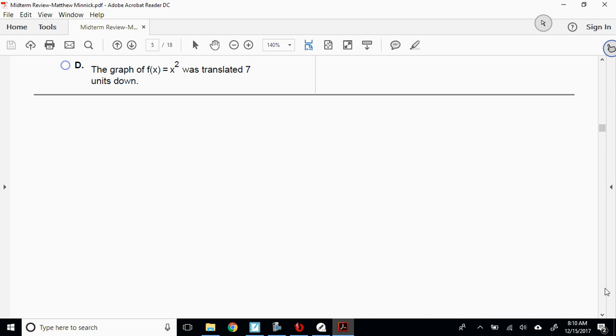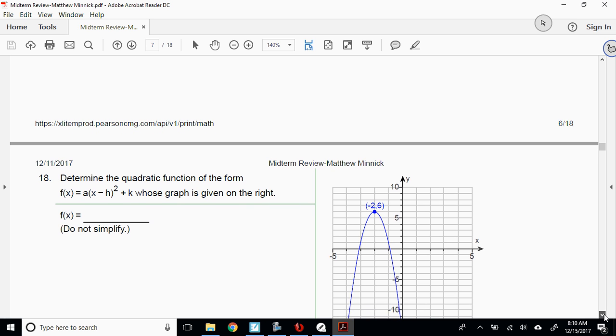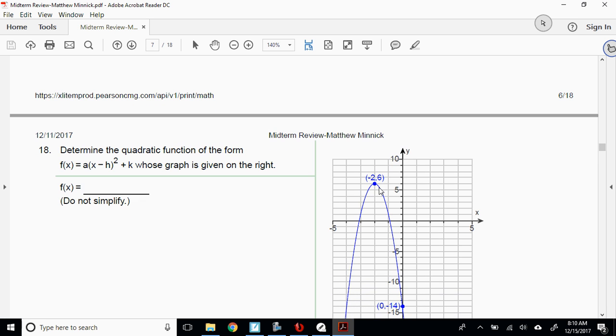All right, number 18. Oh, I like this one. If you examine carefully the graph and you go from the vertex over to the next discernible point, it looks like you can go over exactly 1 and down 1, 2, 3, 4, 5. So the a value is -5. So we're looking for f(x) = -5(x + 2)^2 + 6. Again, that's f(x) equals negative 5 times the quantity x plus 2, squared, plus 6.